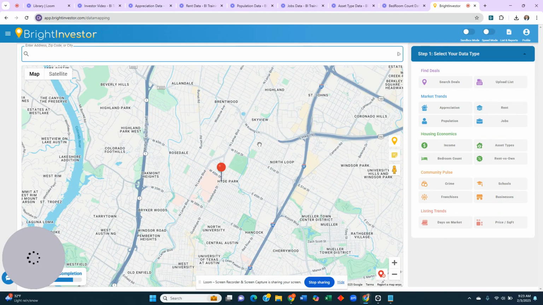On the other side, look for areas with at least 30 or 40% renters to make sure that area will support your long-term rental, your clients, for years to come. That's how you use rent versus own data in BrightInvestor.